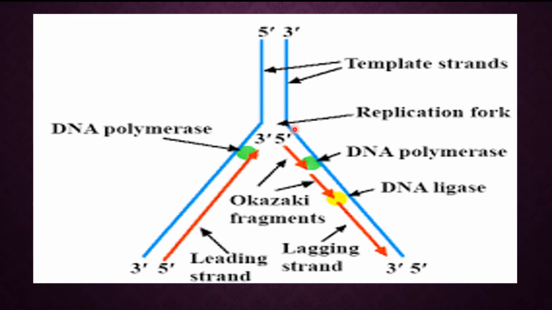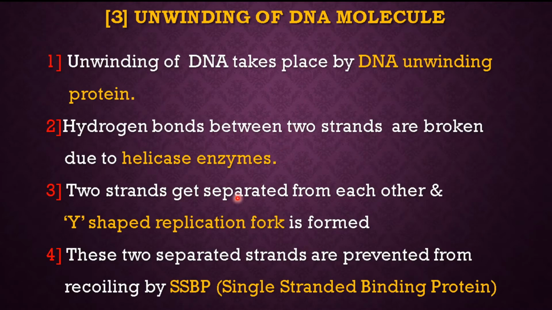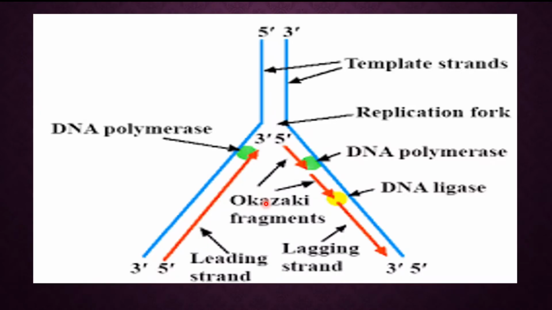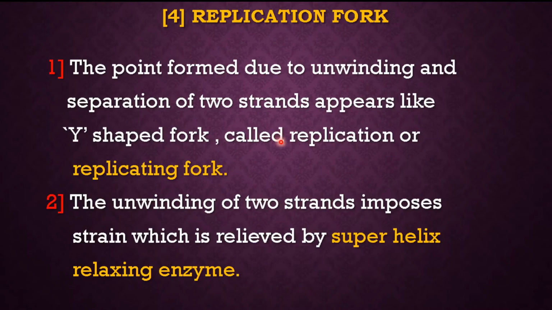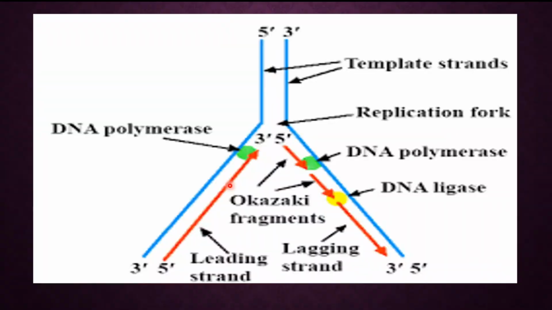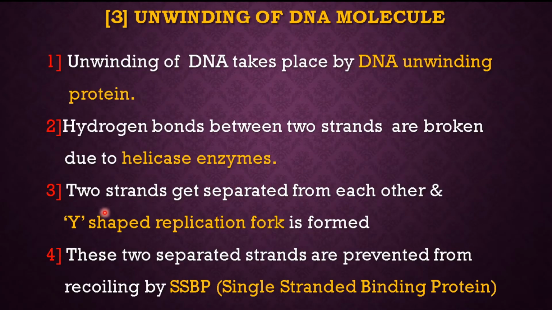As they get separated from each other, they form a Y-shaped structure, an inverted Y-like structure. This is called the Y-shaped structure. You can say replication fork or replicating fork. Now, two strands get separated from each other and a Y-shaped replication fork is formed.